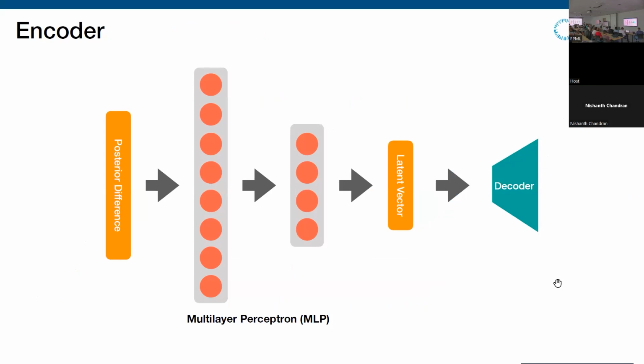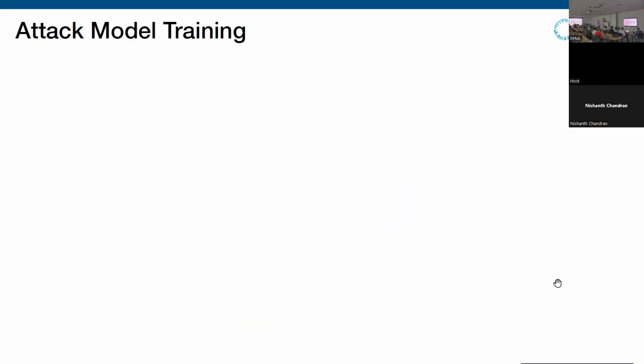No matter what the attack is, our encoder part is simple. This is the 300-dimensional posterior difference. I throw it to the encoder, which is simply a multi-layer perceptron. You can build whatever number of layers, like 2, 3 or 4 layers, and reduce the dimension to, let's say, 100 or 128. Then I throw it to the decoder. Before I talk about the architecture of the decoder, I will talk about how to train the whole model.